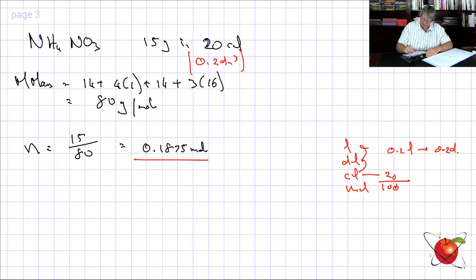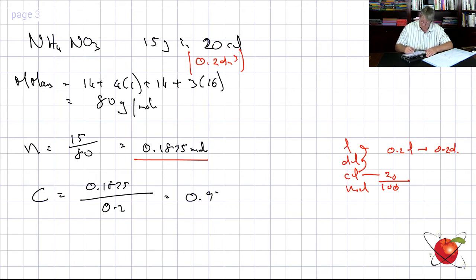Therefore, I'm getting a bit ahead of myself. Therefore, concentration is 0.1875 divided by 0.2. And the final answer is 0.9375 moles per decimeter cubed, like that, right? Okay, right. Now, let's have a look at question 20.